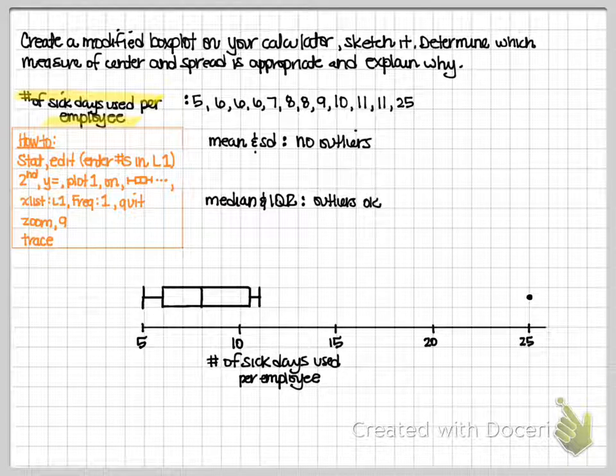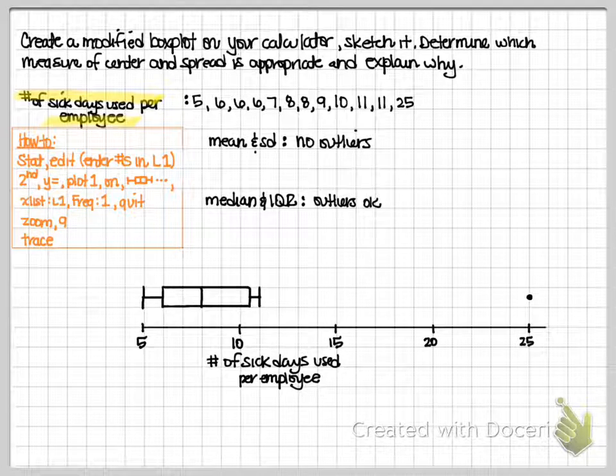So when I take a look at just this modified box plot, if I see outliers, mean and standard deviation aren't even an option. That's a big no, it gets thrown out the window. But if it's median and IQR, then outliers are okay. And again, at this point, if you choose to take AP statistics or statistics in college, they're going to fine-tune things for you. We're just kind of getting our toes wet right now. So since I see the existence of an outlier, I am definitely going to go with median and IQR.